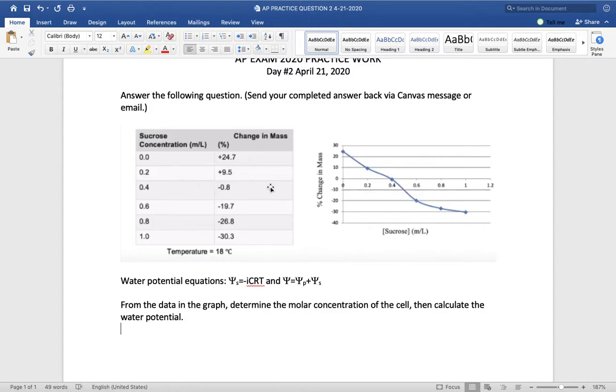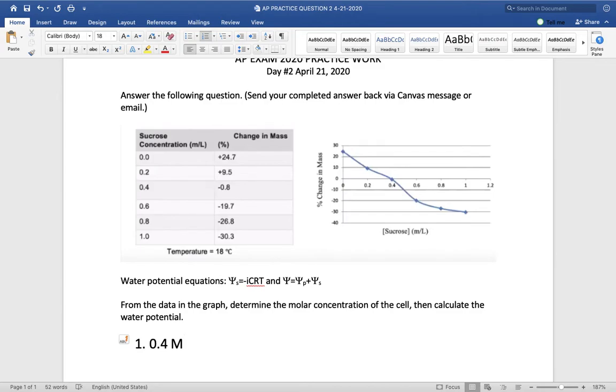And really what the first question is asking, from the data in the graph, determine the molar concentration of the cell. That is really asking, secondarily, what is isotonic? What concentration of sucrose is isotonic with these cells? And it's a lot easier than it appears, because all you have to do is look at the graph to see where there is a 0% change in mass. The maker of the graph made it pretty simple, in that it appears the molar concentration of the cell is 0.4. So that's the answer to the first question: 0.4, really molarity in this case, which you learned about in chemistry.